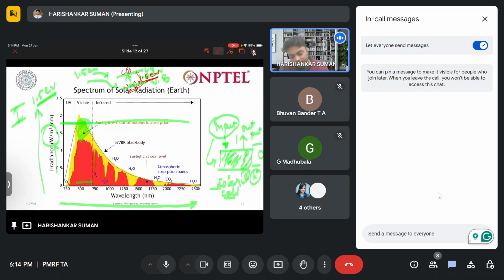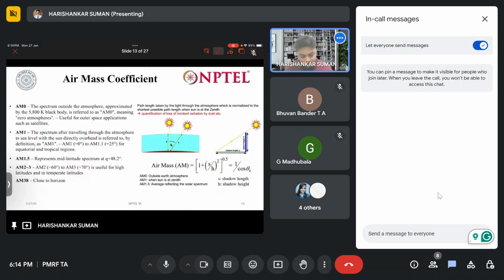Okay, so we will see a question on this. First, this is a useful term in solar photovoltaics: air mass coefficient. So how can we define it? Let's see the definition. It is the path length taken by the light through the atmosphere, normalized to the shortest possible path length, when the sun is at zenith. So it is a quantification of the loss of incident irradiation due to dust, etc.